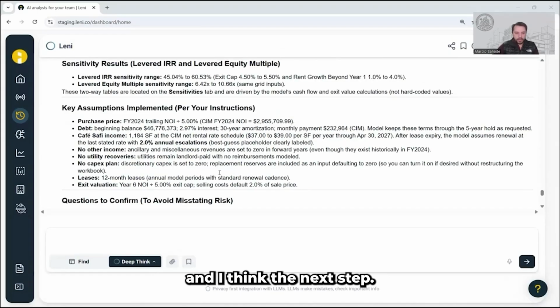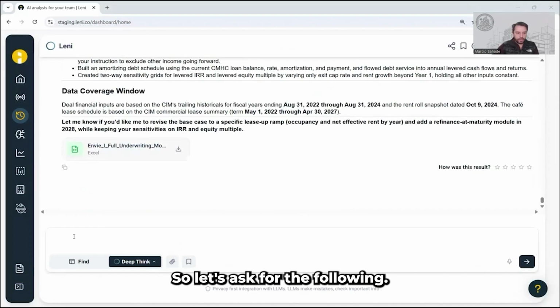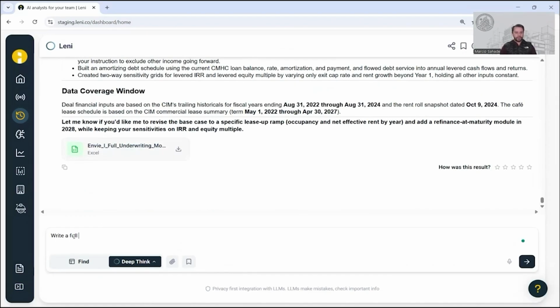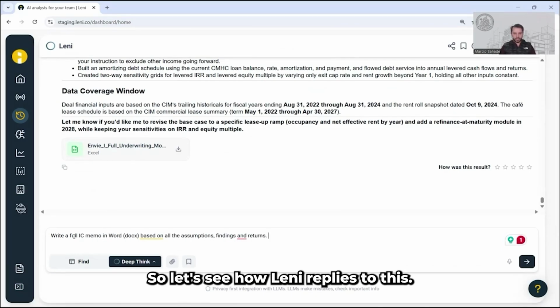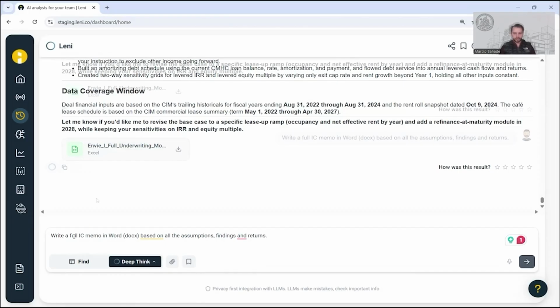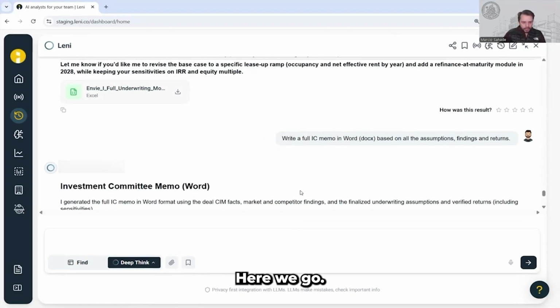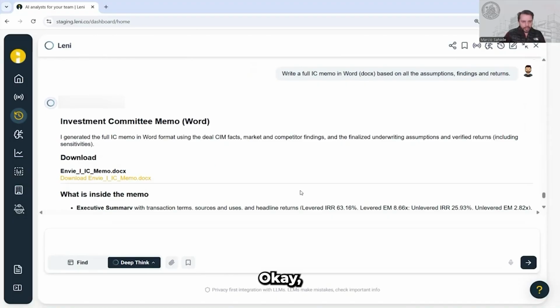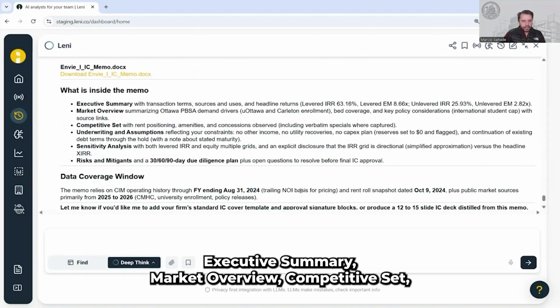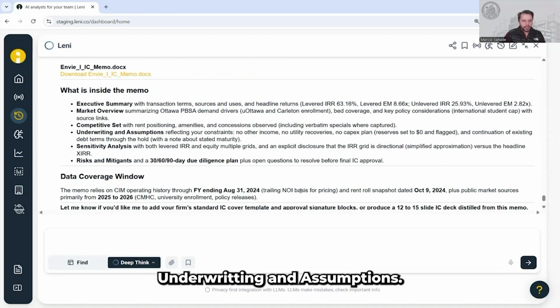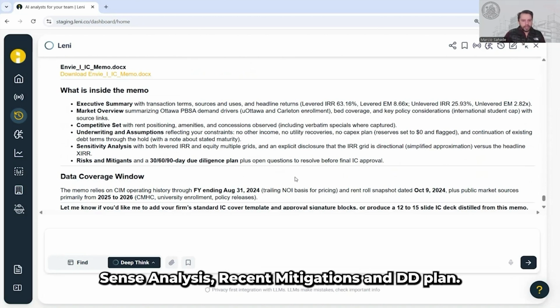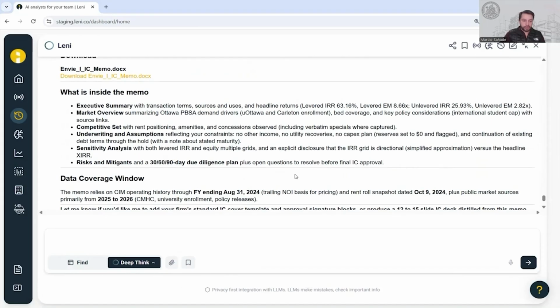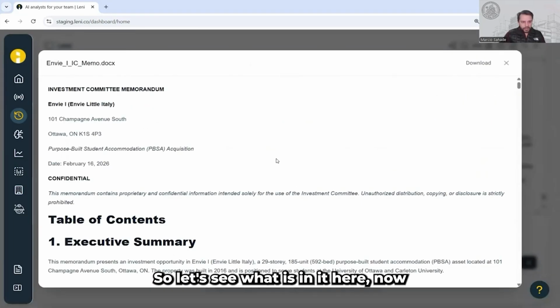And I think the next step, let's ask for the following. Let's ask Leni to write an investment committee memo. So let's see how Leni replies to this. Here we go. Now we have our investment committee memo. Okay. What is in it? Executive summary, market overview, competitive set, underwriting and assumptions, sensitivity analysis, risks and mitigants, and DD plan. So let's see what is in it here now.